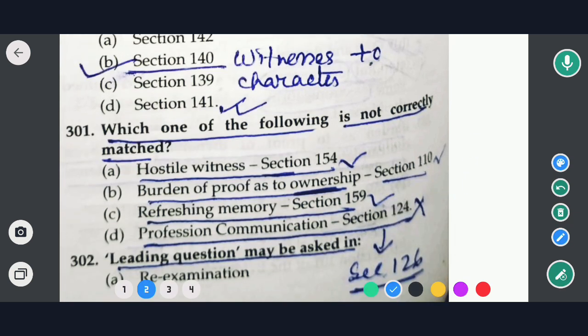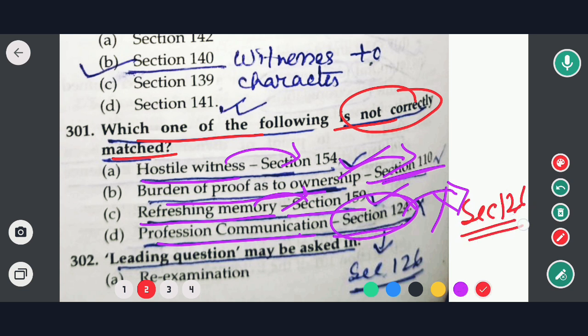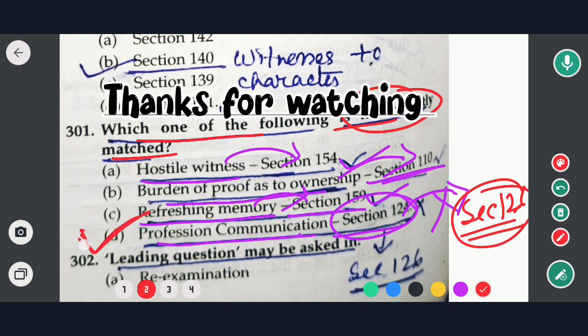This is the next question and the last question. Which of the following is not correctly matched? Options are hostile witness, Section 154: this is correct. Burden of proof as to ownership, Section 110: this is also correct. Refreshing memory, Section 139: this is also correct. Professional communication, Section 124: this is incorrect. Professional communication has been defined under Section 126 of the Indian Evidence Act. So the correct option would be option D.